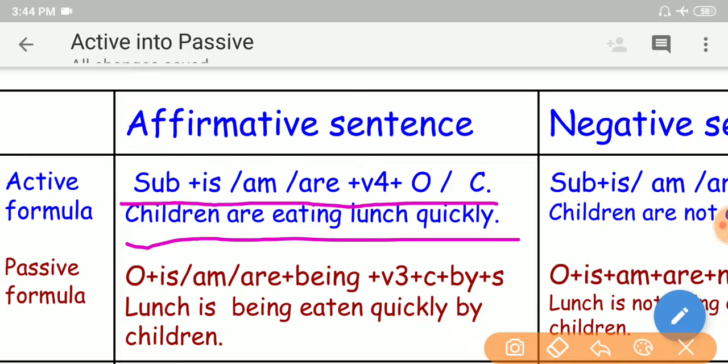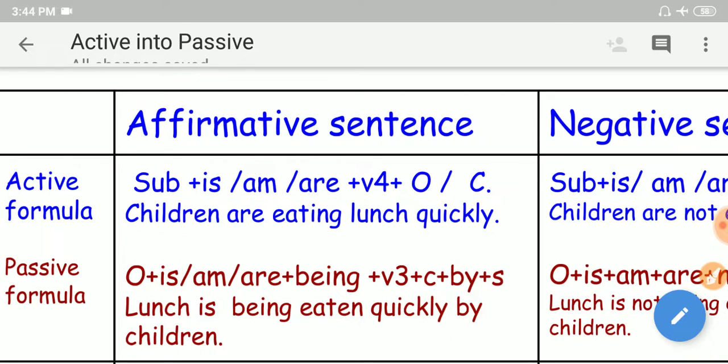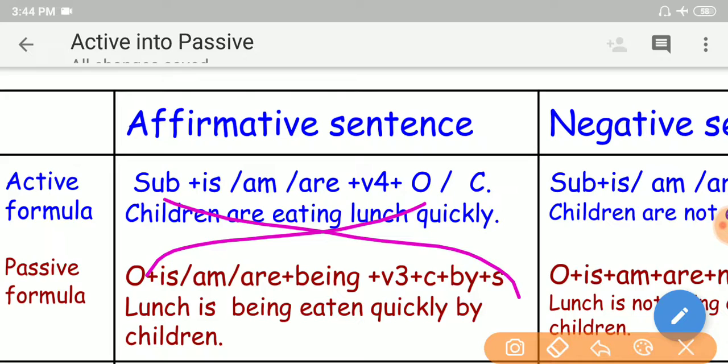So again, how to convert it into passive? The same formula we need to apply, my dear friends. The object should be brought to the subject position. The subject should be sent to the object position. At the same time, one of the to be verbs is used, out of is, am, are. Is is used for singular, am is used for I, first person singular, and are is used for plural nouns and plural pronouns, my dear friends.